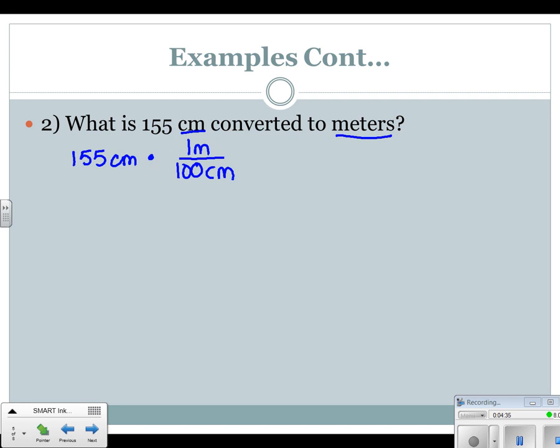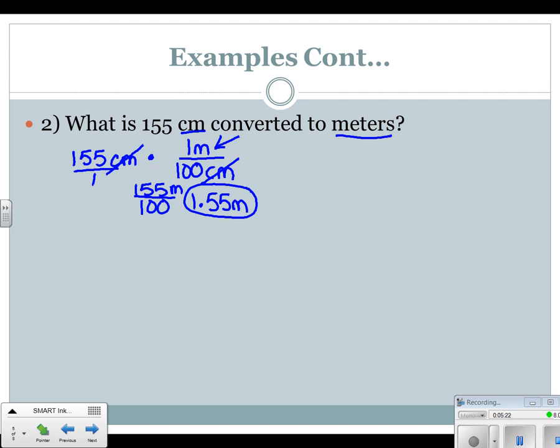The reason why I put 100 centimeters on the bottom and the meter on the top is because I want the centimeters to cancel. Whatever I'm converting from, centimeters, I want to put on the bottom. So now I have 155 times 1, which is 155, divided by 100. 155 divided by 100 gives me 1.55 meters. You can see we still have the meters right here. The centimeters were canceled using that conversion factor.